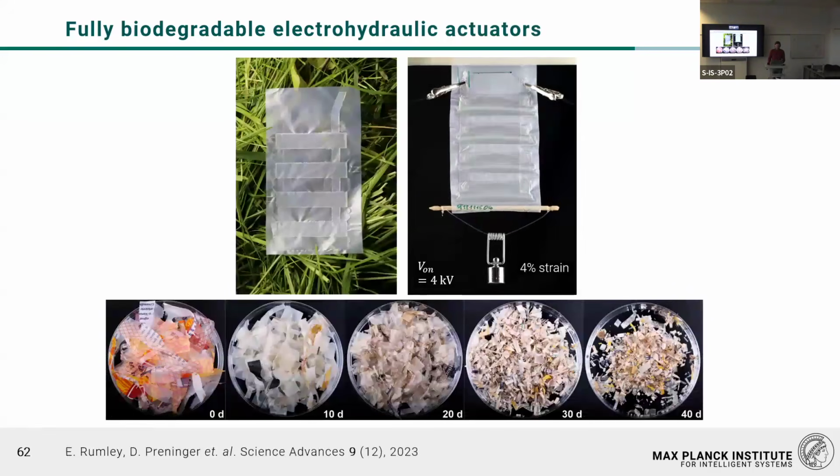One project we have looked into is whether we can use these electrostatic actuators to make them biodegradable, where you make the artificial muscle from plastics and polymers that are compostable. That can be something as simple as the packaging material in the supermarket that wraps some of the vegetables that you buy. And you use some other natural polymers to make this fully compostable system.